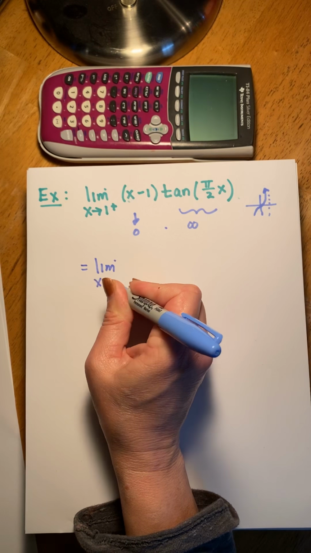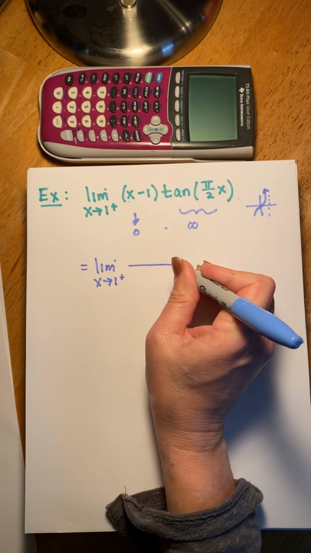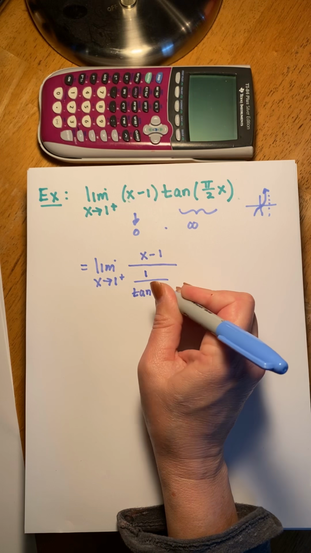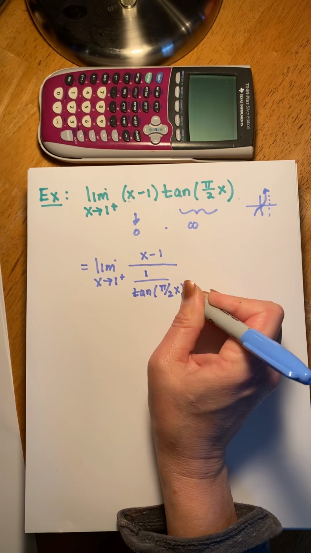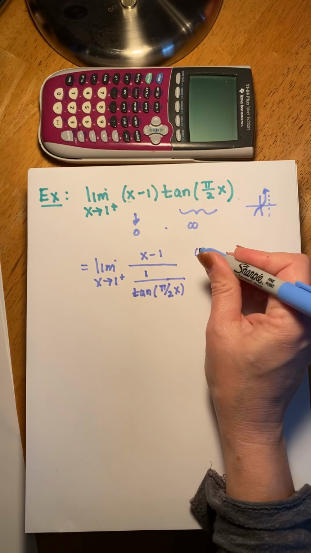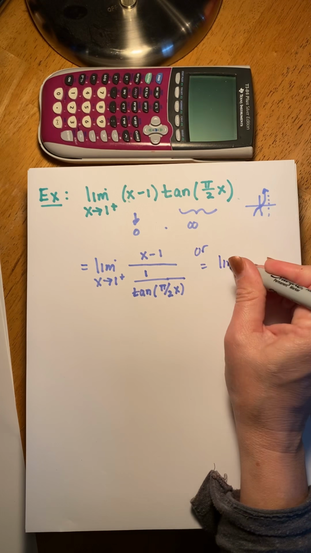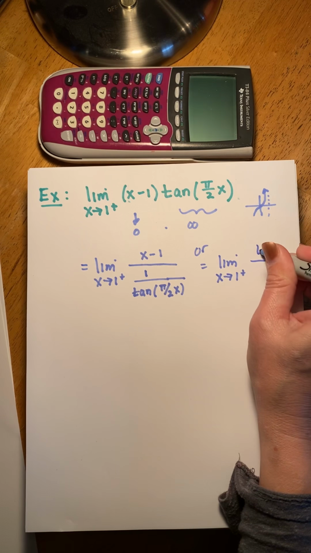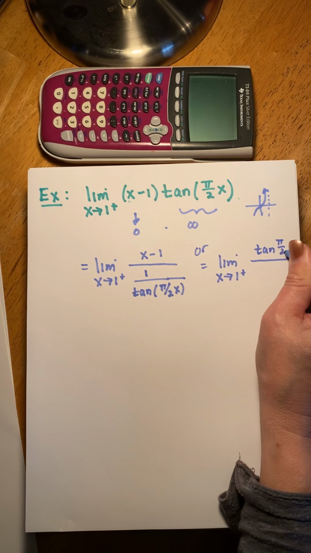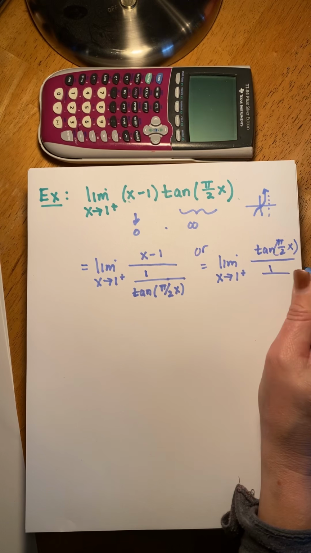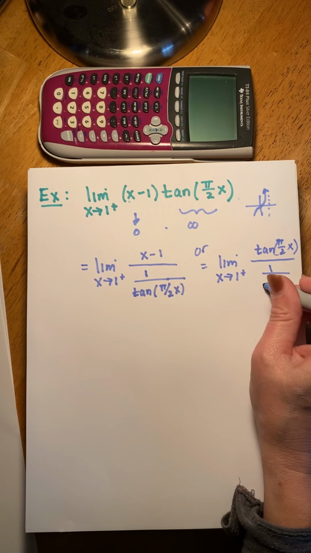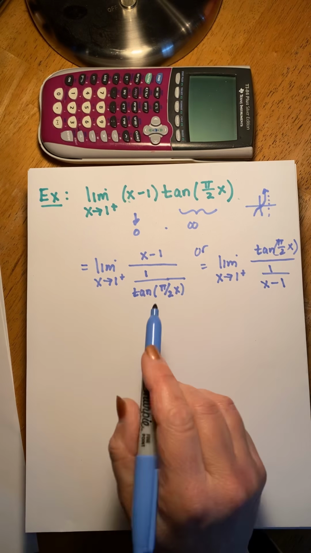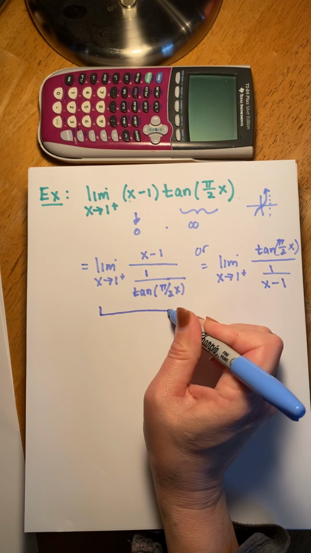Limit as x goes to 1 from the positive side. We can either do x minus 1 over 1 over the tangent of pi over 2 times x, or we can do the limit as x goes to 1 from the positive side of the tangent of pi over 2x times 1 over x minus 1. Either one will work.